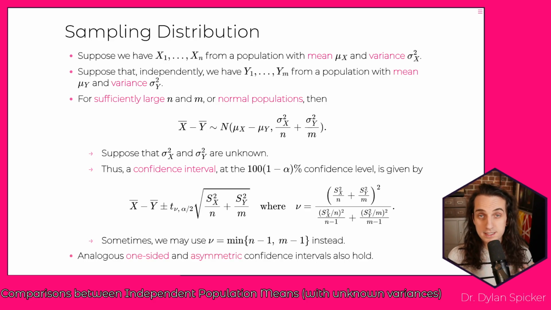The same type of confidence intervals can be used to find one-sided or asymmetric confidence intervals by changing out the significance level that we're working with here. So instead of alpha over 2, we could use alpha or 1 minus alpha to get a one-sided confidence interval. But otherwise, the same general procedures are going to apply.